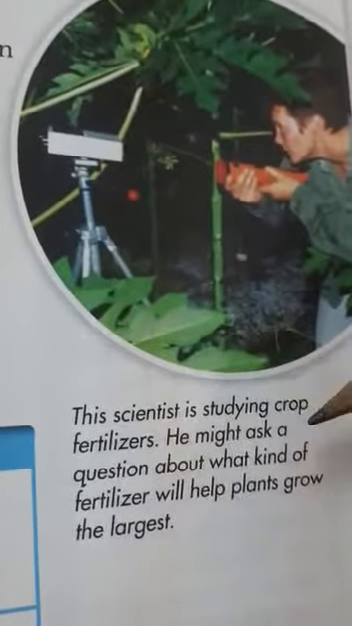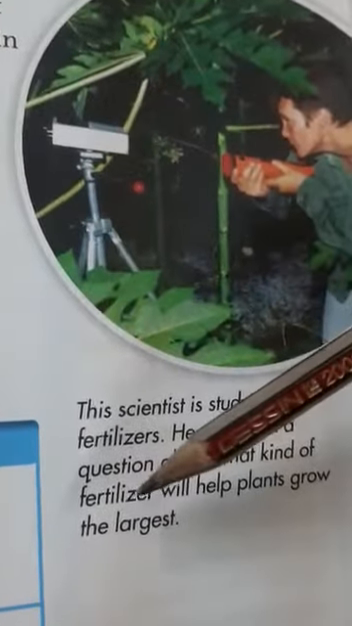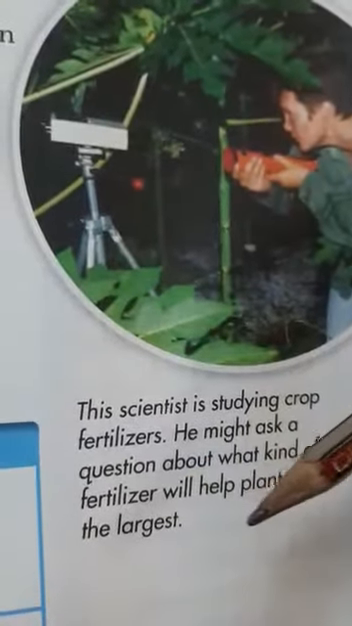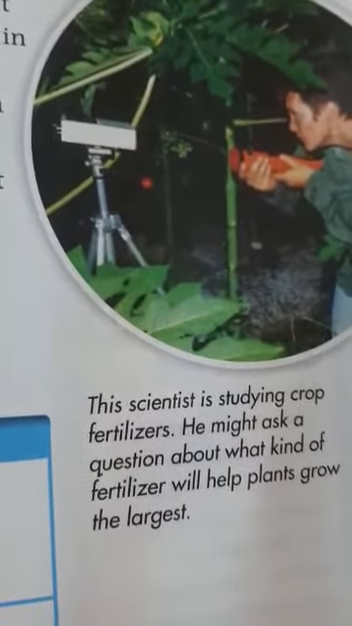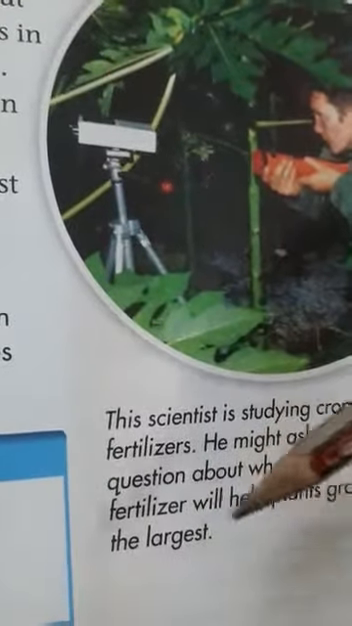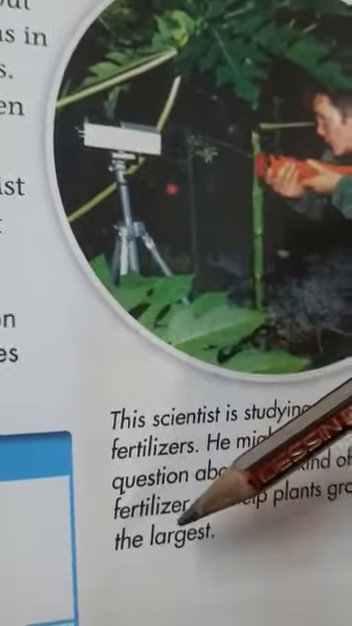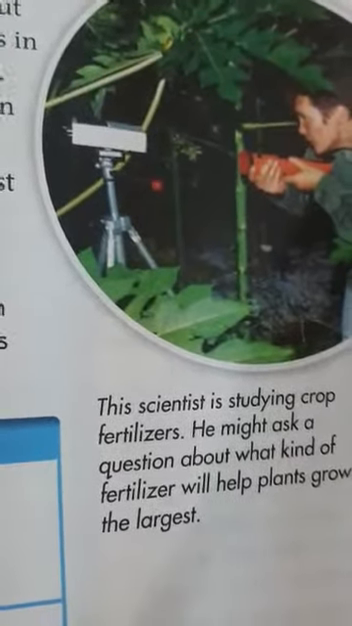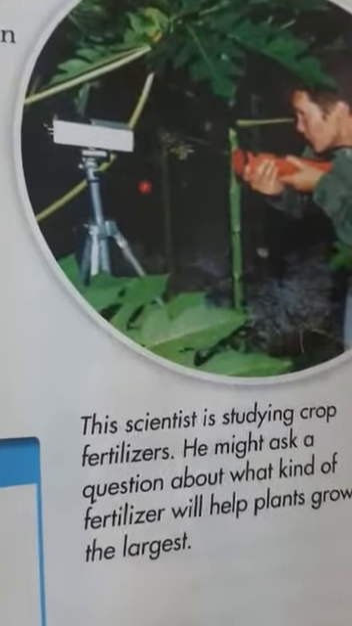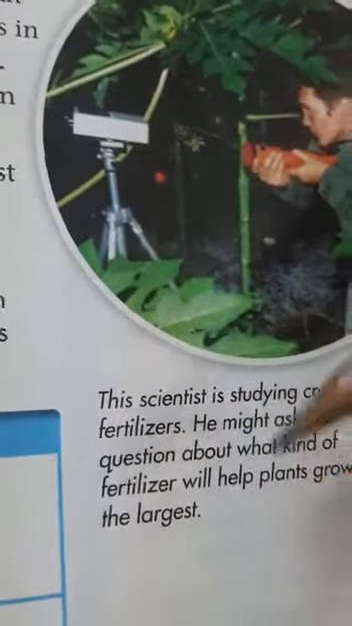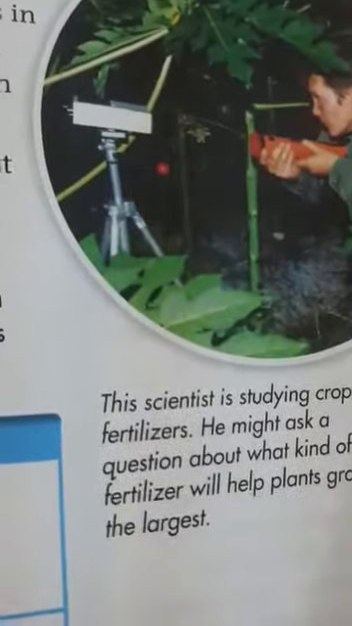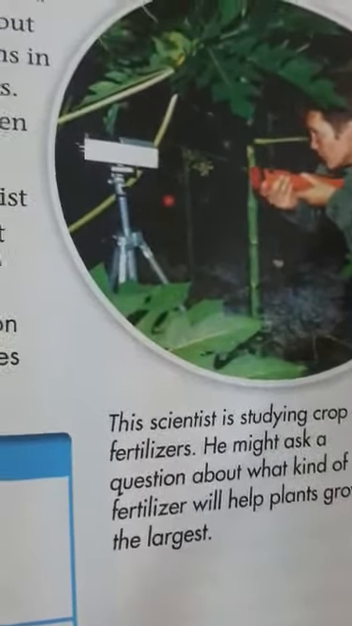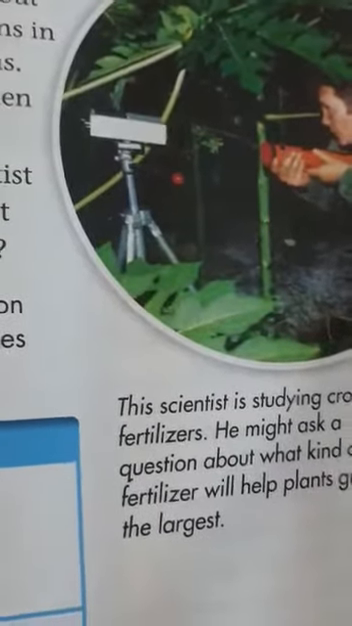Fertilizer. Now he might ask a question about what kind of fertilizer will help plants grow the largest. See, he is asking a question to search, to investigate, to know which kind of fertilizer will help the plant to grow. That means he will find a solution, then he will explain to us which kind of fertilizer helps the plant to grow. He will show us which kind. So this is the explanation. This is the investigation and finding the solutions and answers after questions.